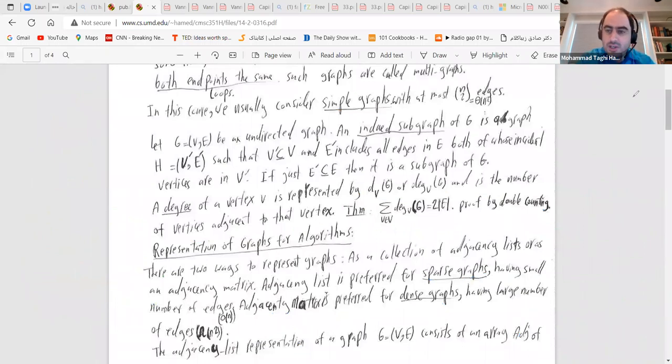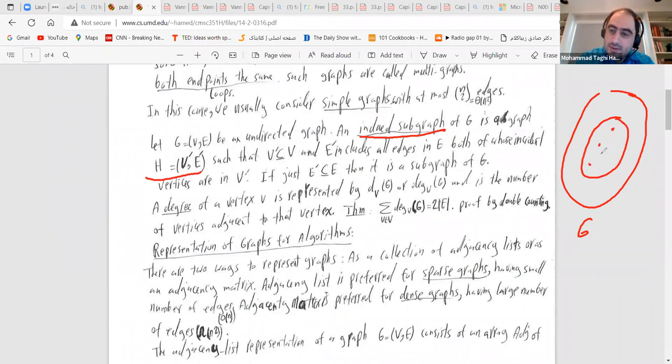Last but not least, I also wanted to define on this page, let me clear everything, the concept of an induced subgraph. If you have a graph G, then an induced subgraph of this graph, which is H, is the case where you consider a subset of vertices and take all the edges in between. So an induced subgraph of G is represented by a set V prime. V is the set of vertices of G, and V prime is the set of vertices of H. And the edges are all edges that exist in G where both endpoints are in V prime.